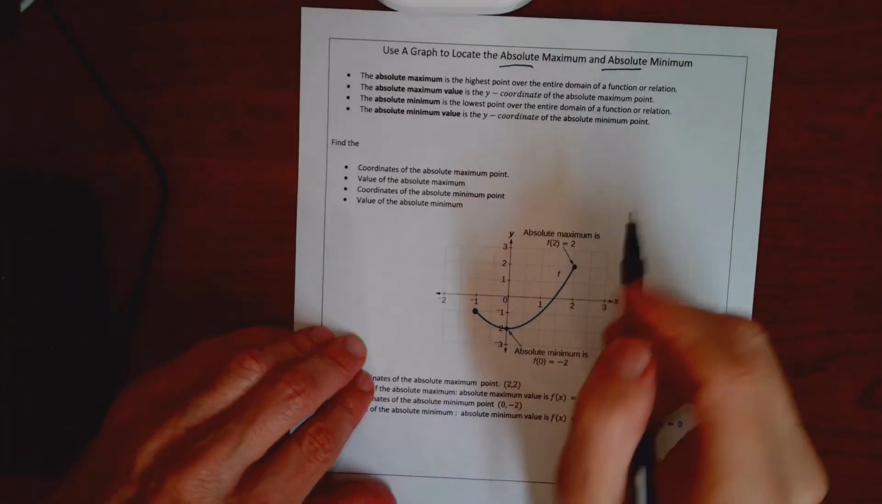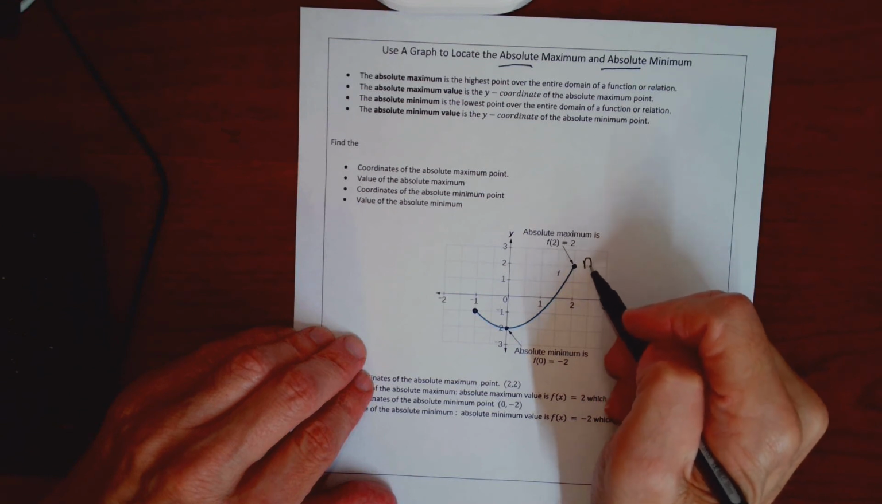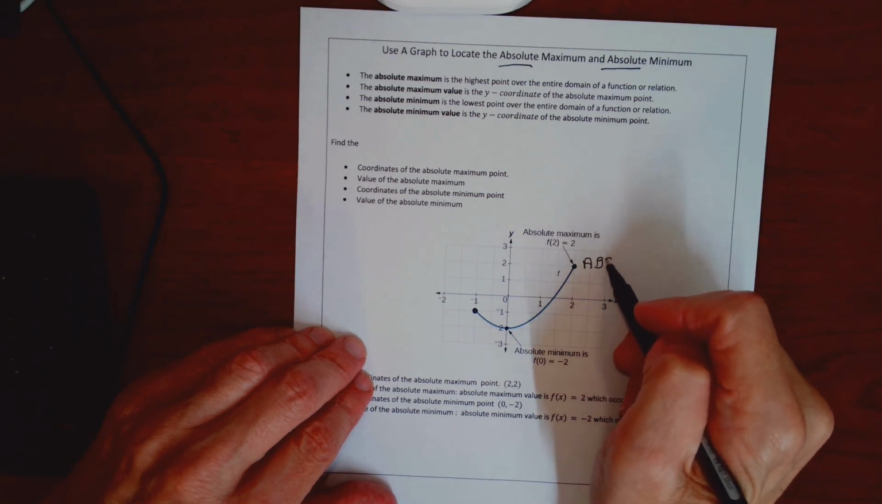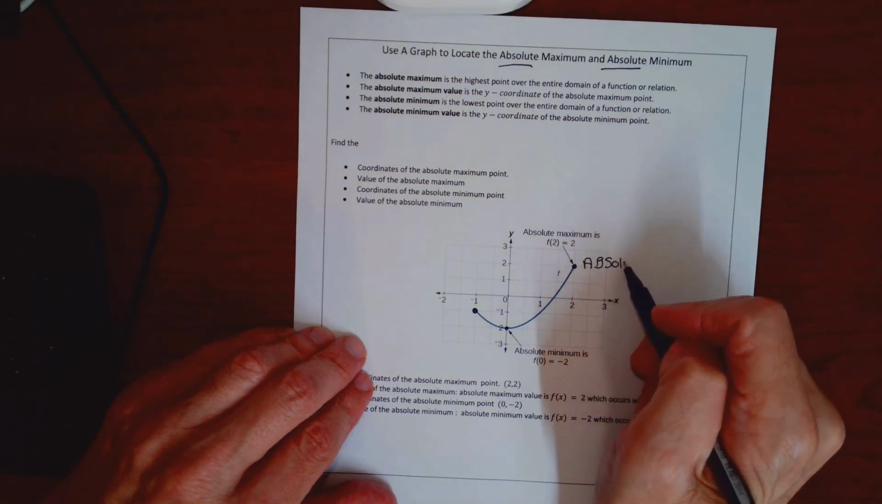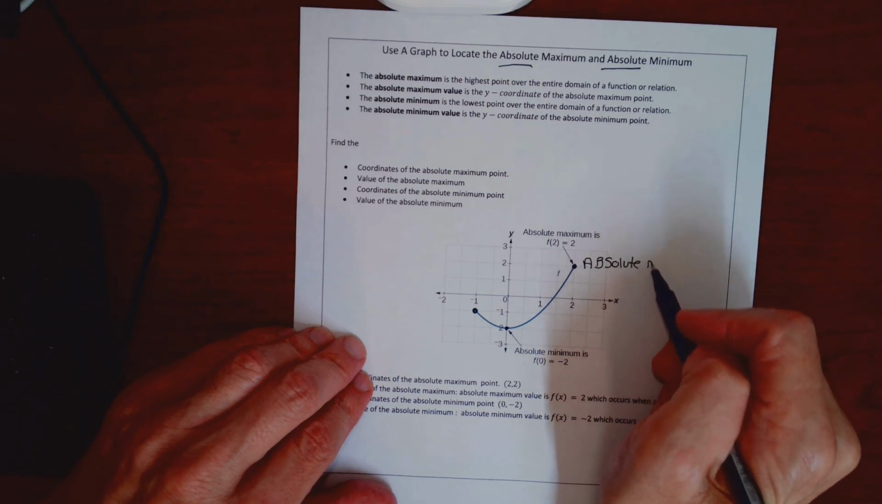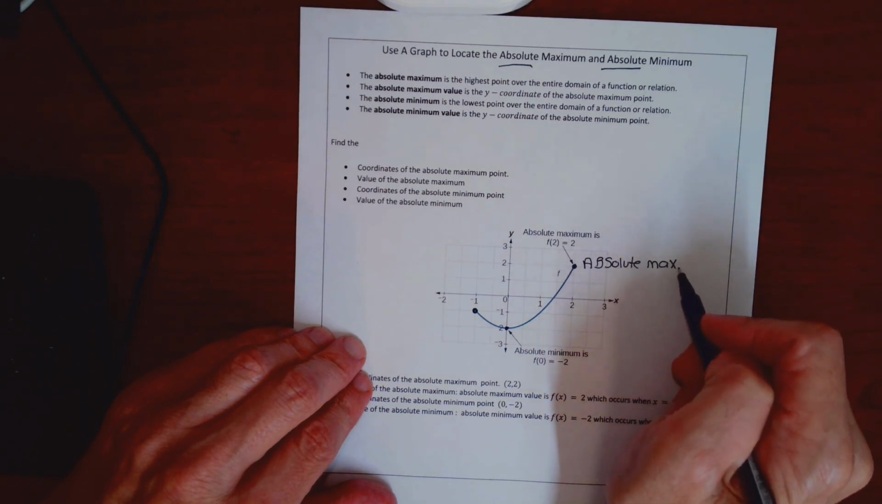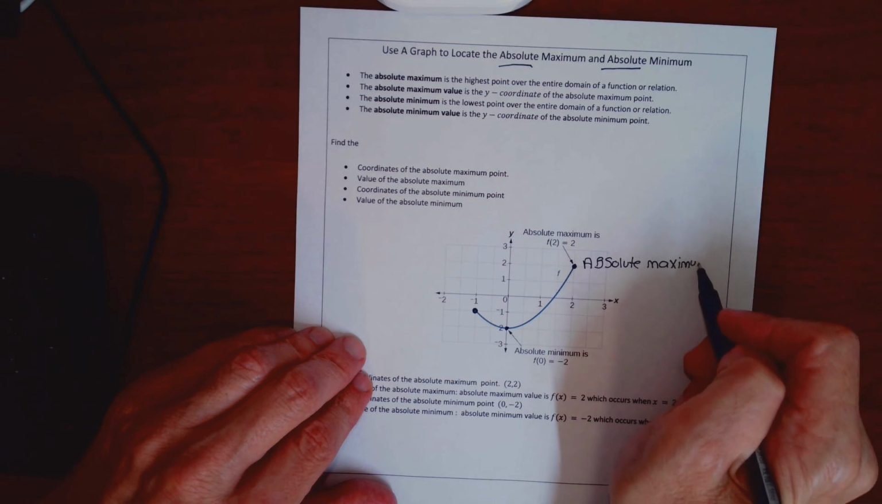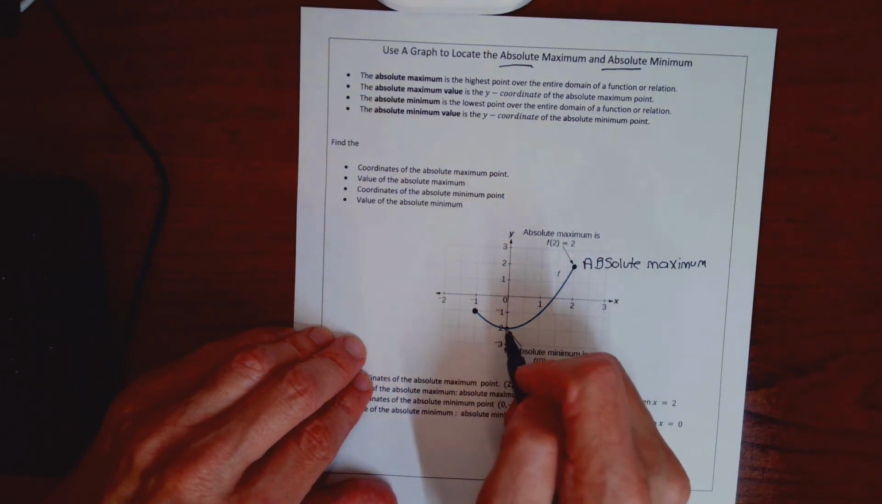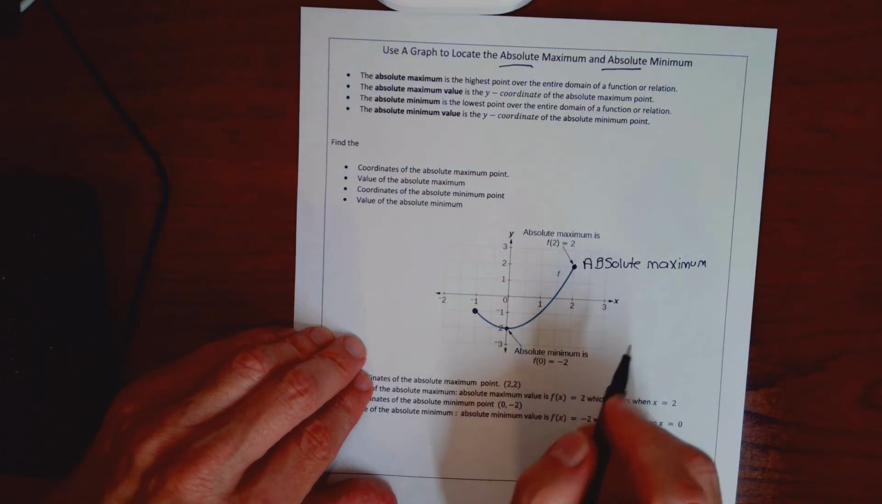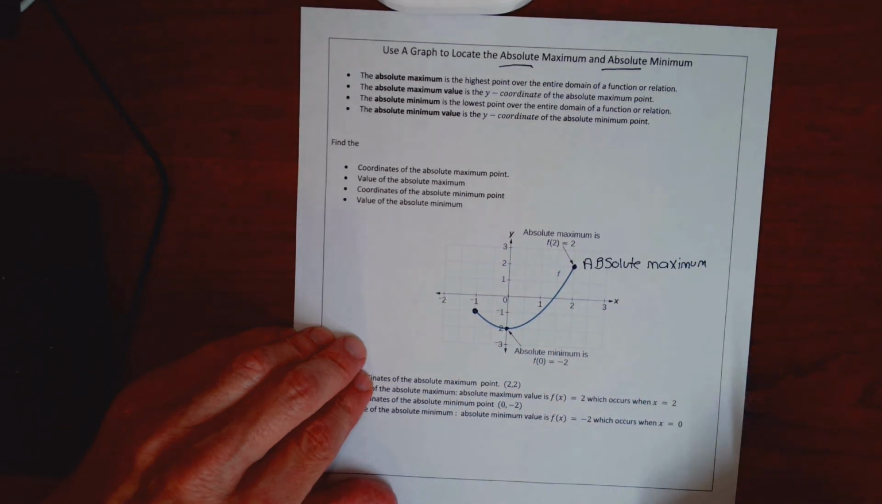So as it shows here, this point right here, for this particular graph, I call an absolute maximum, because it's higher than every single point on the graph. And this point right here is absolutely the lowest point on the graph, so it's an absolute minimum. We'll do the same thing about the value.